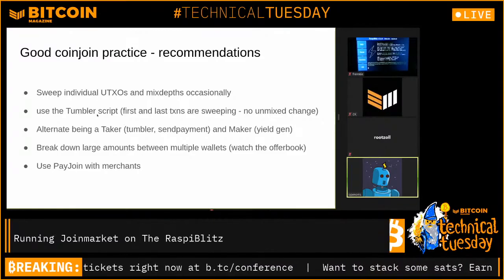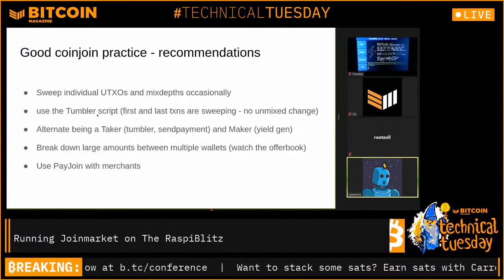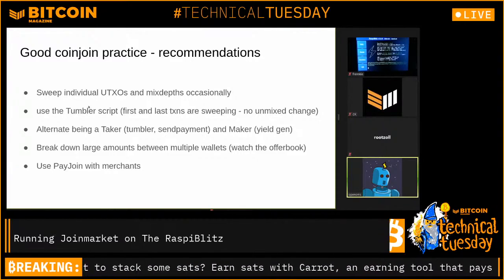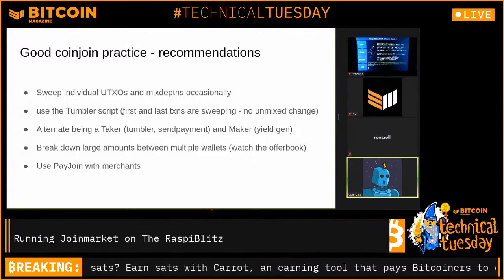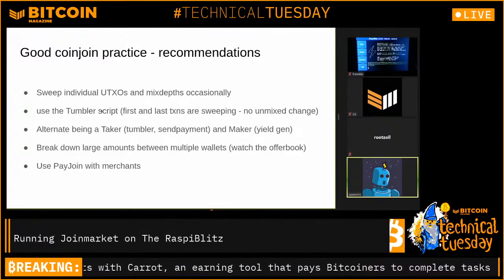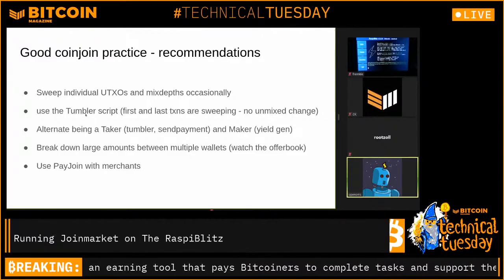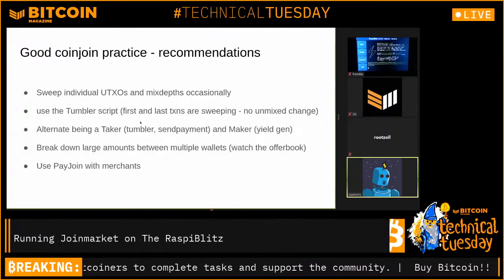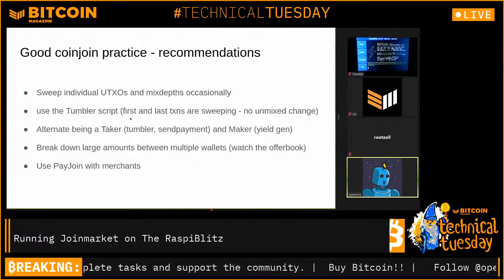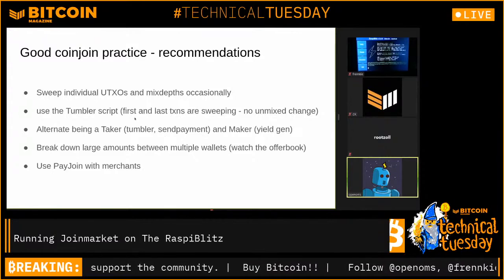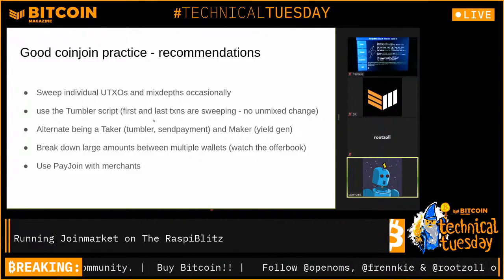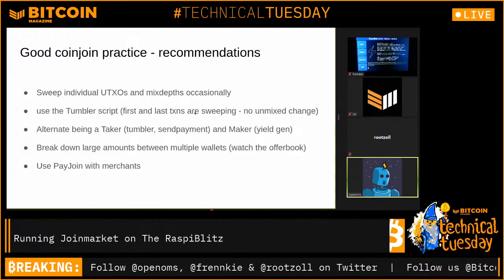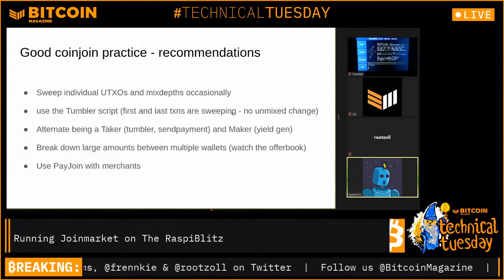Also, if you want to make your UTXOs private quicker, then it's probably best to trigger this chain of CoinJoins, which is done by the Tumbler script, and which does include sweeping transactions, as introduced, I think, in 2018. The first transaction of the Tumbler is always a sweeping one, and then also the last one is not creating any more change.